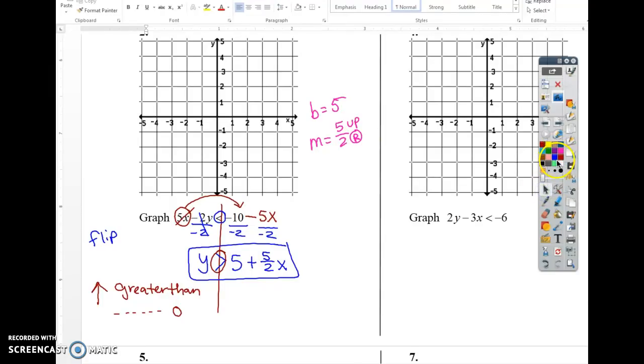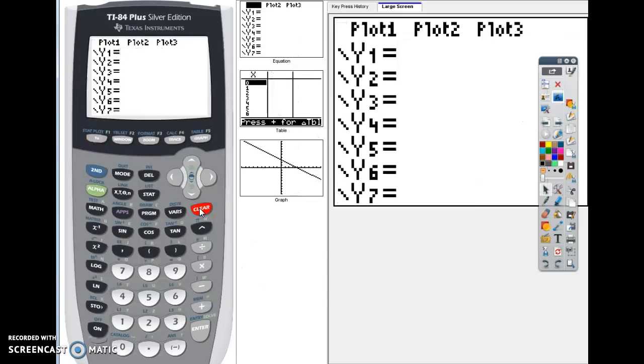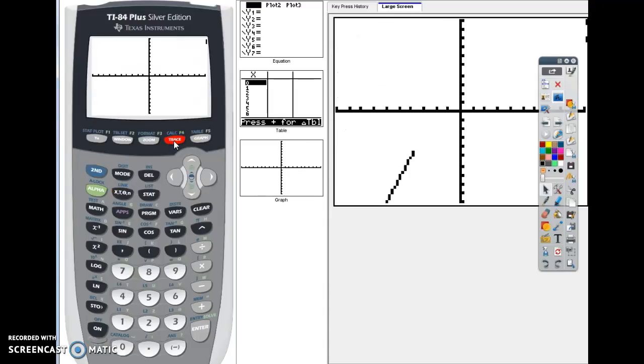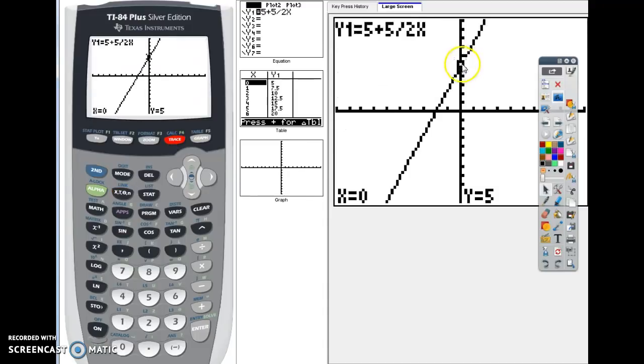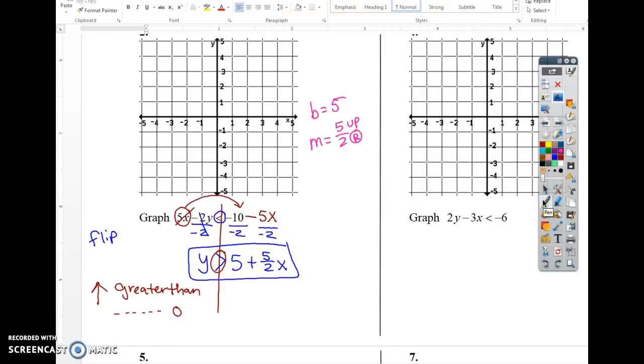The rest of us, we're going to put in y equals trace, find some pretty points, make them open circles. Y equals 5 plus 5/2x, trace. Look where I'm starting. I'm starting at 5, 0, 5. So let's go back, put our point on here. And it needs to be an open circle. That means there's not a solution there.